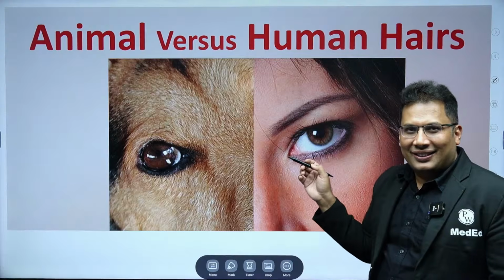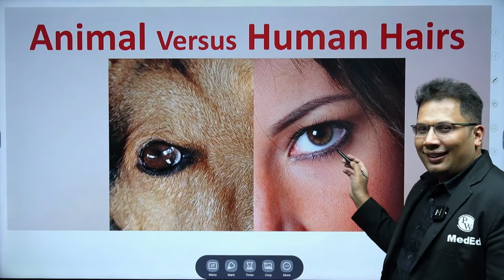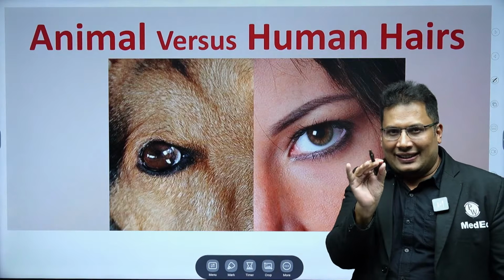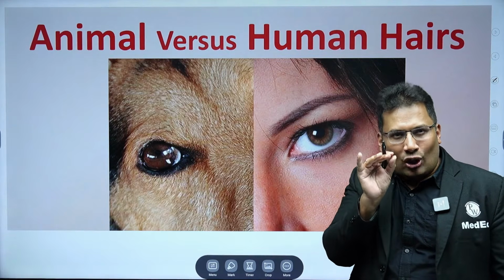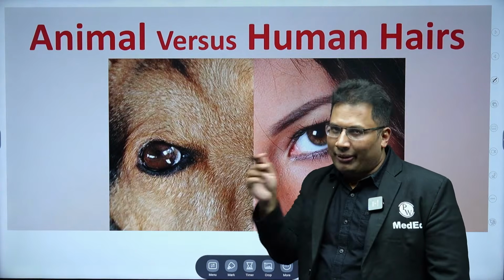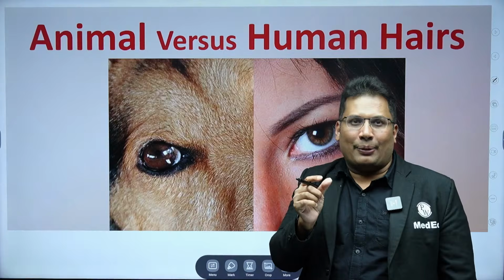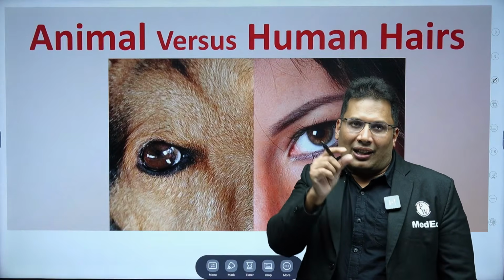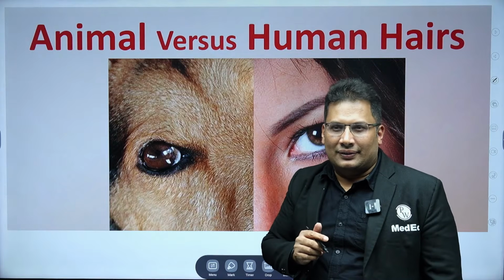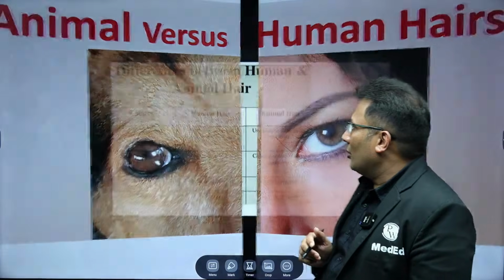Very interesting picture. In human hair, cuticle is absent, medulla is thin, cortex is large. In animal hair, like dog hair, medulla is thick and cuticles are present. The medulla and cortex ratio is less, almost equal only. Good. Chalo, done.